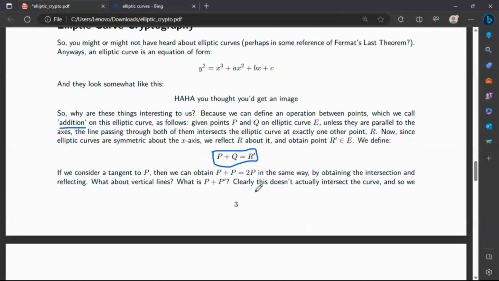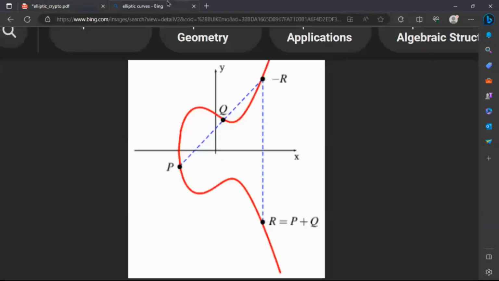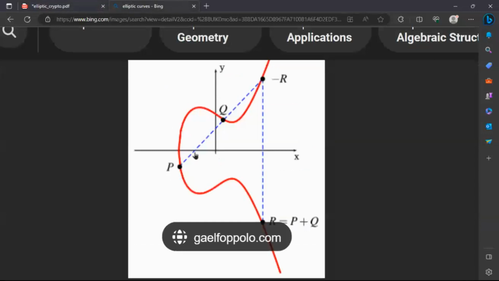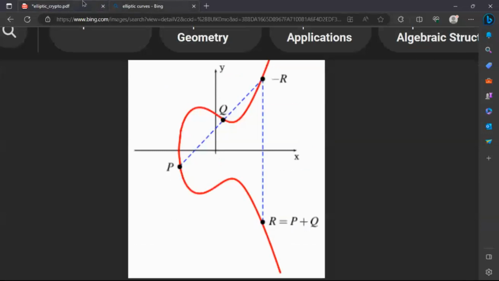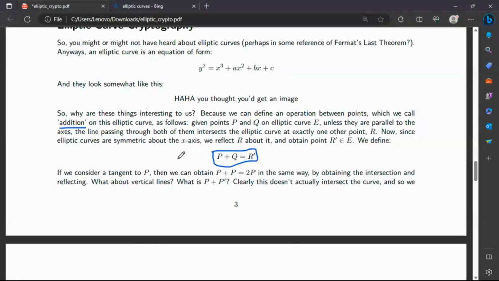Okay, nice. So what if we have only 1 point? What if we only have P? What if we only have Q? If we only have Q, we'll define Q plus Q or P plus P equal to 2P in the same way. Basically, we have this elliptic curve and this is point P. We'll draw the tangent at that point.